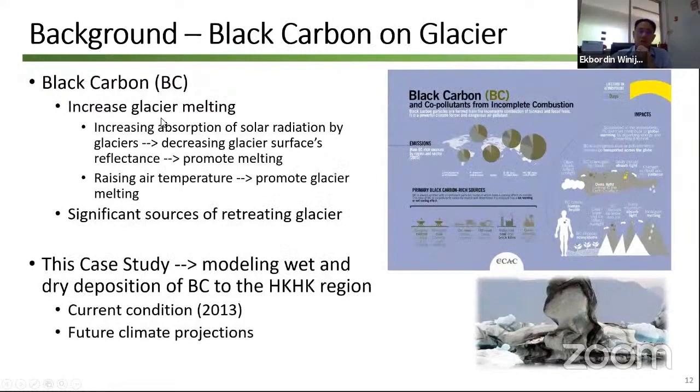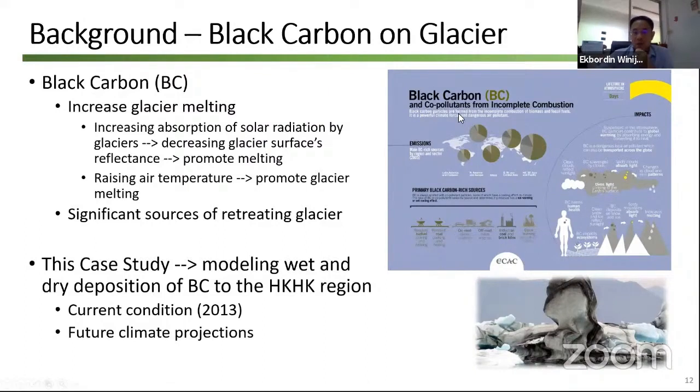Then why do we need to focus on this area? Because the glacier is retreating not only because of the increase in temperature, but in this study we will study one of the impacts that we believe is a major cause of the retreat of the glacier, which is the black carbon deposition on the glacier. Maybe I can give you a little bit of information about black carbon.